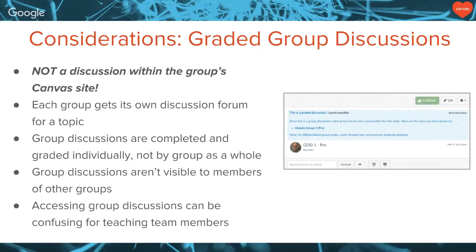And when they're differentiated like this, it means that some groups, the ones that aren't assigned this discussion topic, don't see it. They don't have this discussion topic at all. And then for those that do, let's say group 1 and group 2 were assigned it, group 1 is never going to see group 2's comments, of course, and vice versa.